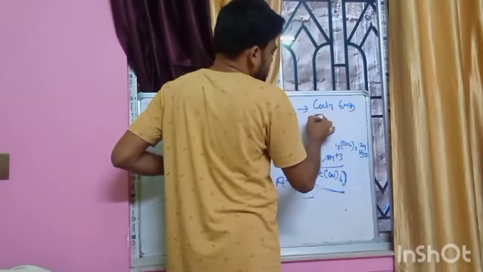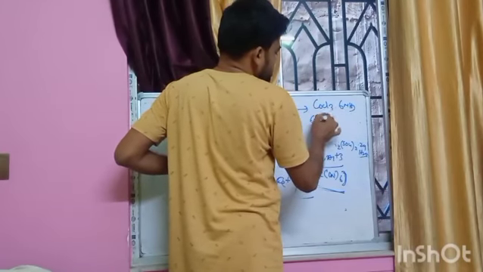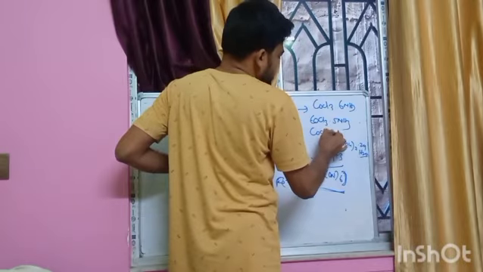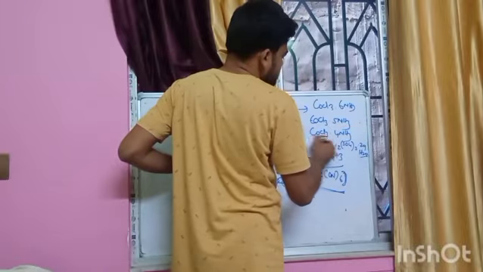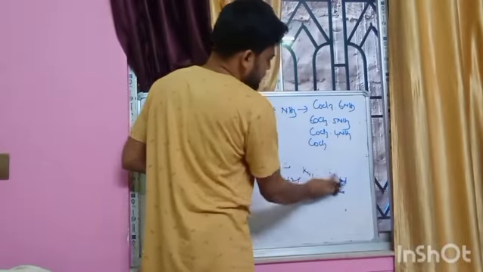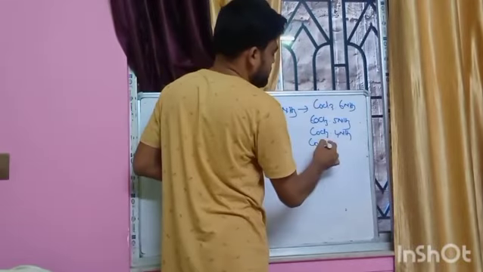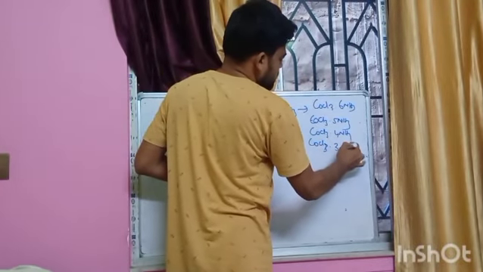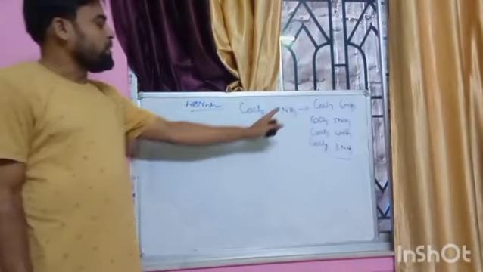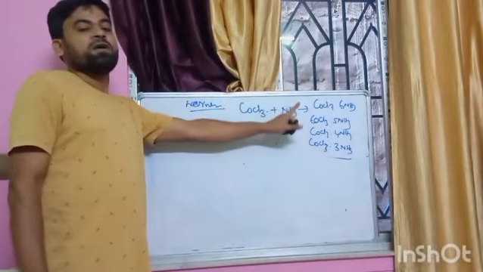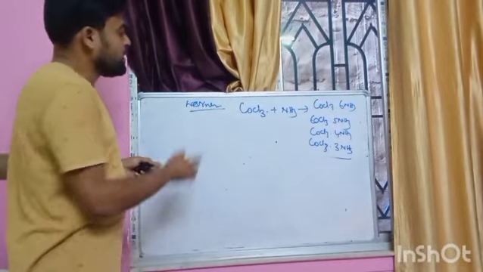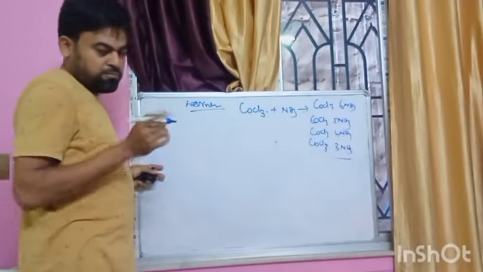CoCl3.6NH3, CoCl3.5NH3, CoCl3.4NH3, CoCl3.3NH3. These complexes have different colors and their ionic mobility is also different. Ionic mobility means the number of ions present.